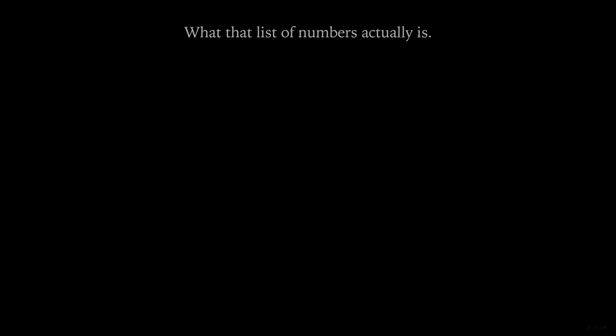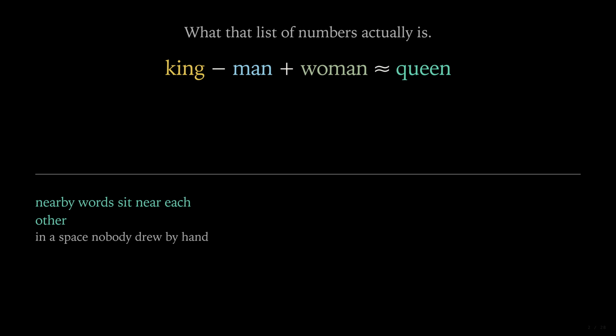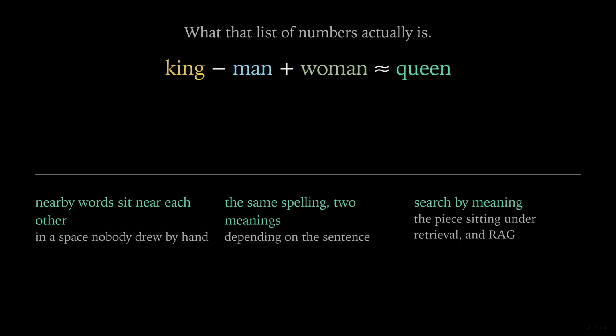By the end of this, you'll know what that list of numbers actually is. Why nearby words sit near each other in a space nobody drew by hand. Why the same spelling can mean two different things, depending on the sentence. And how search by meaning works, which is the piece sitting under retrieval and under a lot of what people now call RAG.